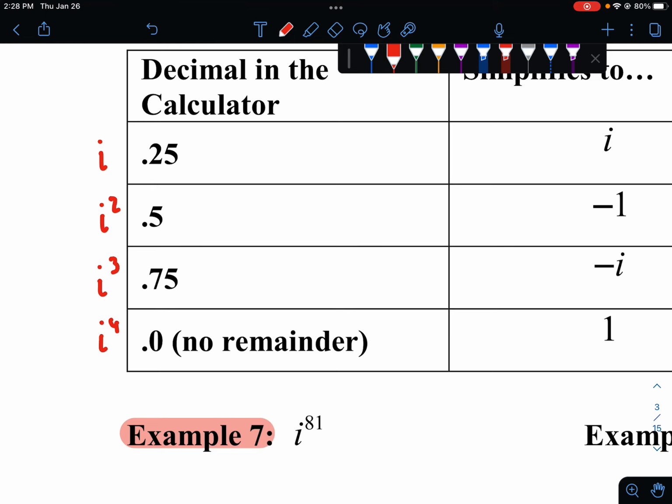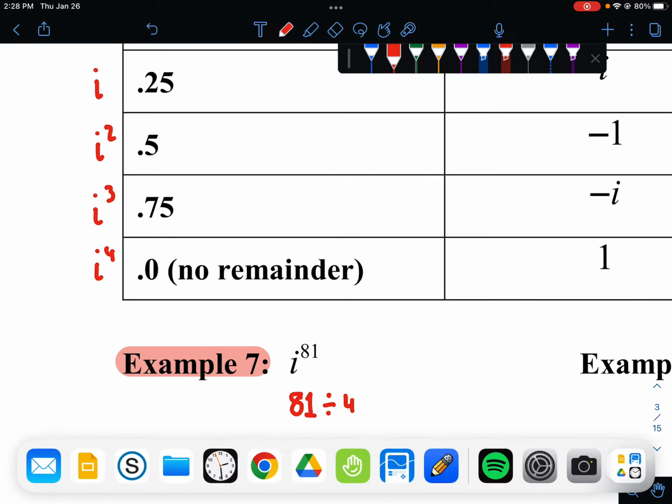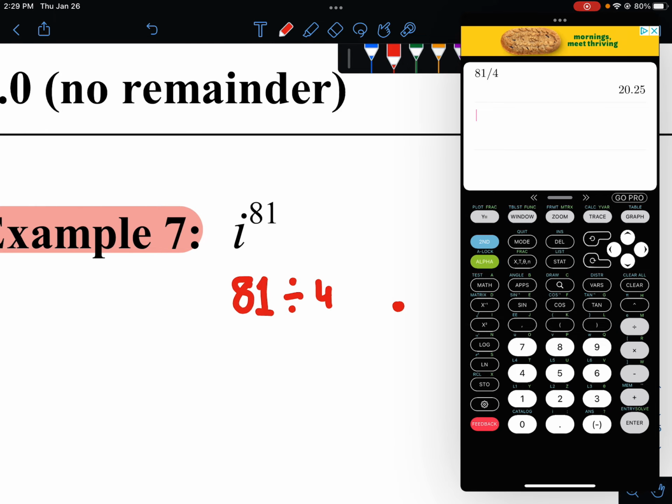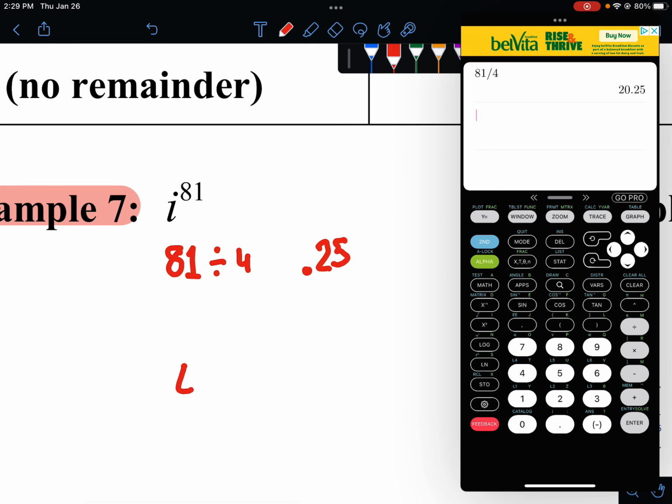So for example, when I do 81 divided by 4, I just go ahead and type that in my calculator. I'll pop my calculator up here real quick. 81 divided by 4. The 0.25 is all I care about. I'm not even going to write the rest. I go to my chart. 0.25 is the same as i. This just simplifies to plain old i.